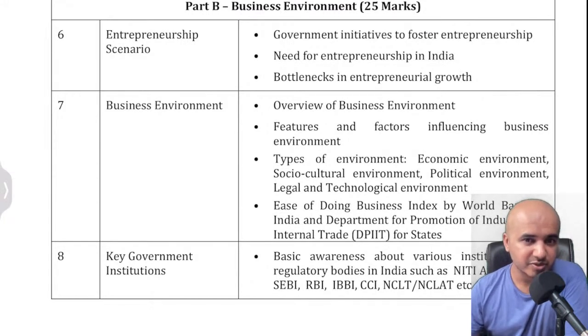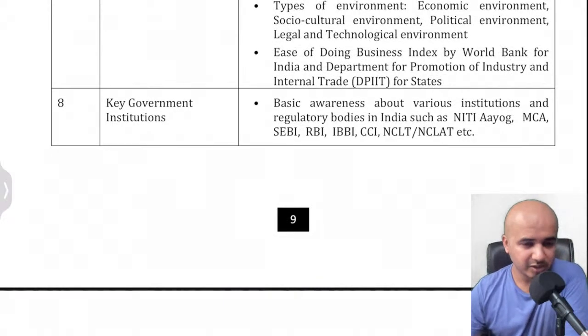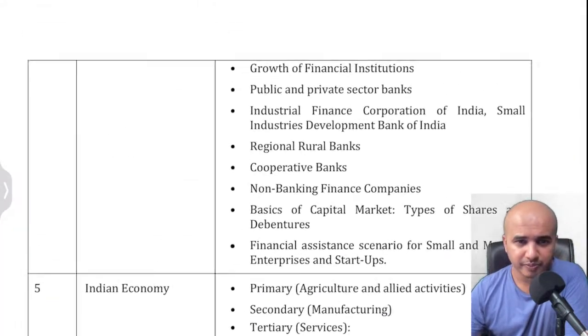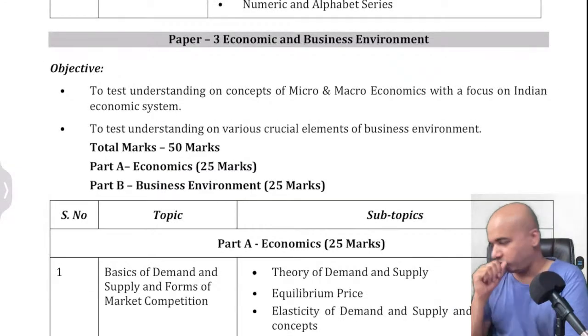There is the entrepreneurship scenario. What exactly is the situation now in India with respect to entrepreneurship? Then the business environment as such: what are the various factors influencing business environment, and the types of environment. Then finally we have key government institutions. So Niti Aayog, SEBI, RBI, MCA, things like that. So this is your syllabus broadly with respect to economics and the business environment.